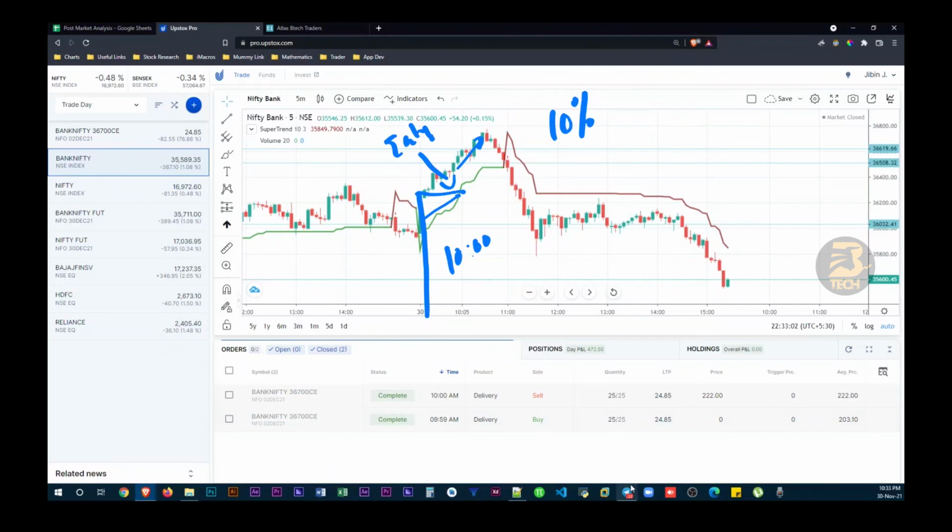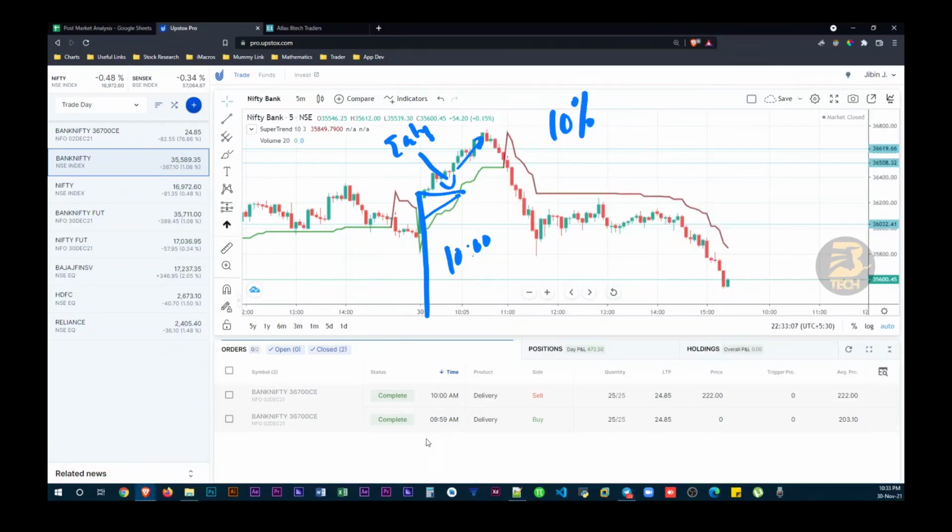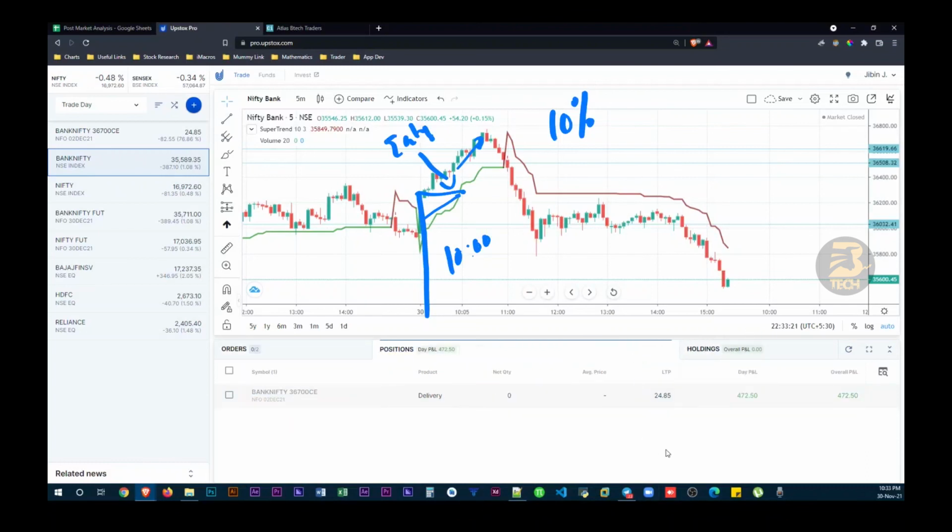When we gave the recommendation at 9:59, they actually took a personal trade. Here you can see that we bought the entry at 203, and in the next minute we sold it at 222. So we took a profit of about 472. This is actually 10%. We only invested 4,700 something to purchase the position, and we exited with a good amount, that is a 10% return.